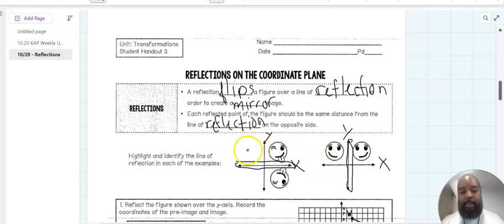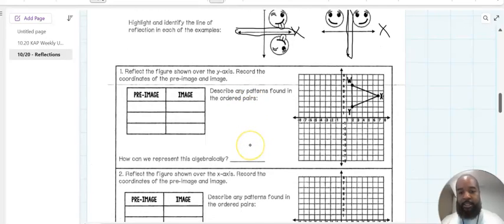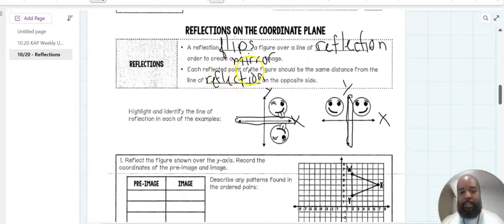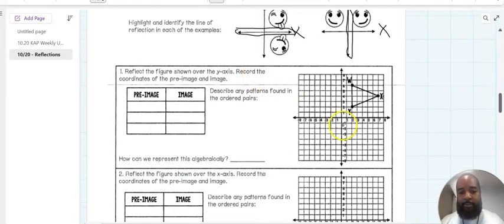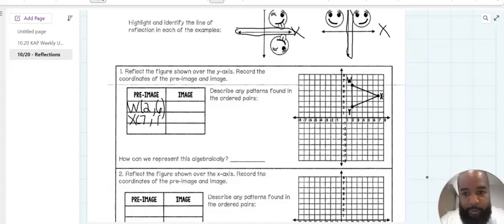All right, the next thing that we're going to do is go through some practice examples. Remember, we said that each reflected point should be the same distance away, right? So let's go ahead and look at this first image, or pre-image, and we have W, which is here, which is 2 comma 6. And then you have X, which is 7 comma 4. And then you have Y, which is 2 comma 2.